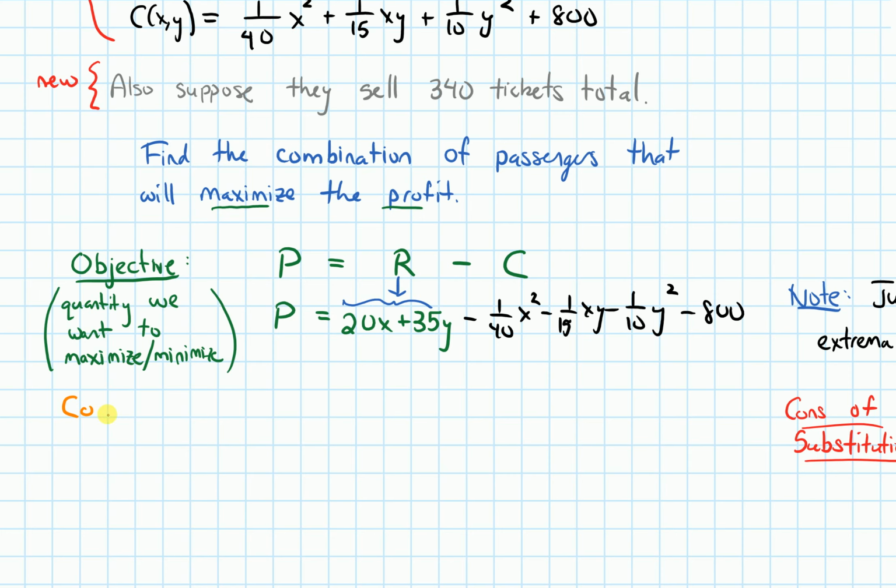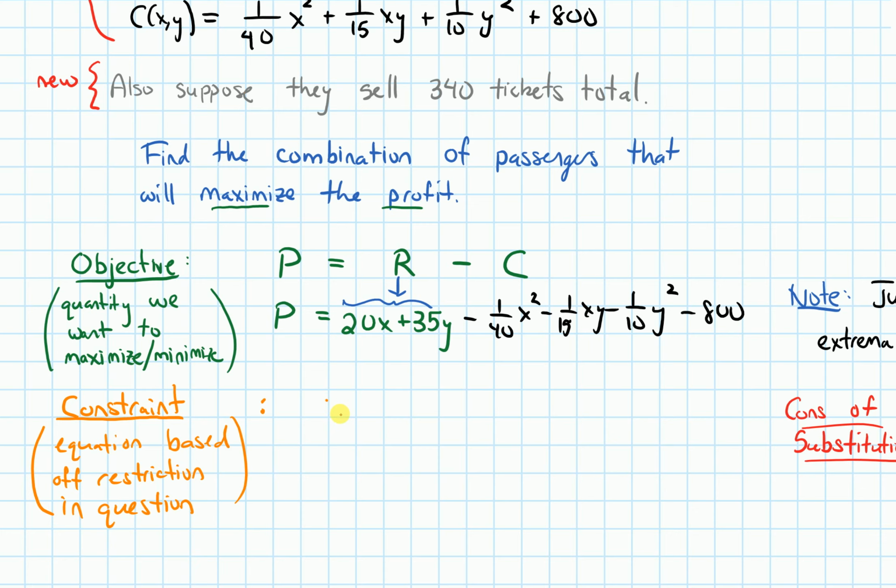So there's another term called the constraint that I want to introduce. And that's why this is going to be called a constrained optimization problem. The constraint is an equation that's based off a restriction in the question. So there's some other piece of information in this question that we can use to form an equation. And that's this bit where it says, suppose that they sell 340 tickets total.